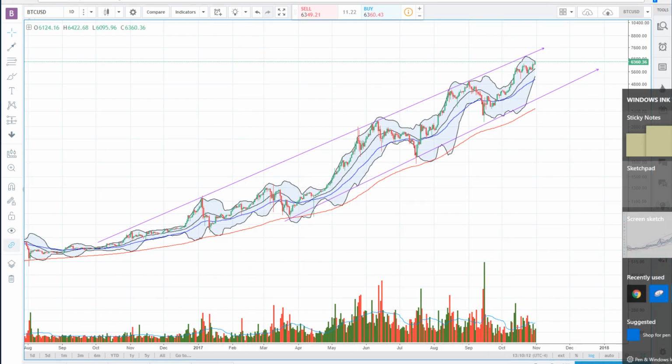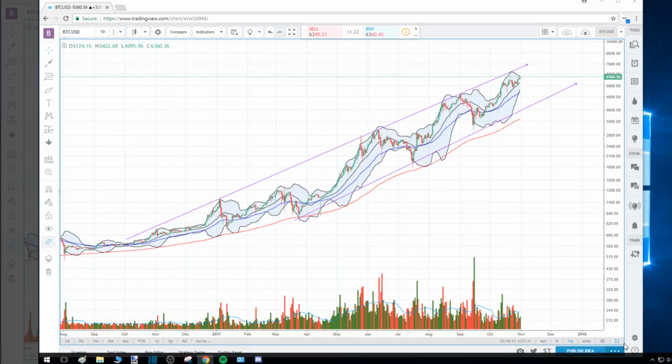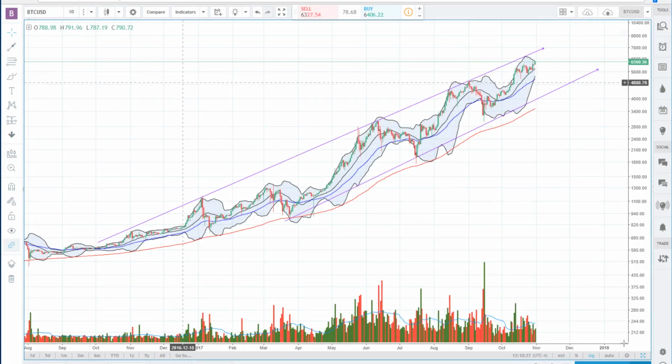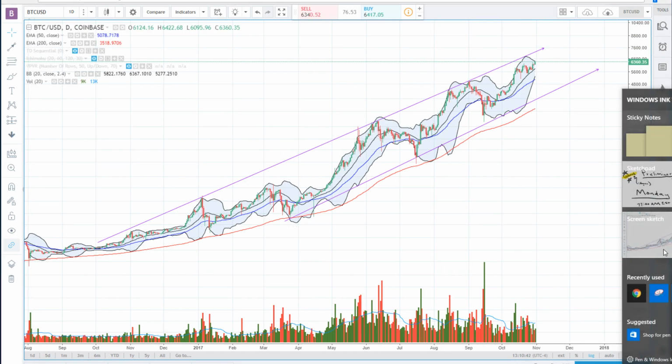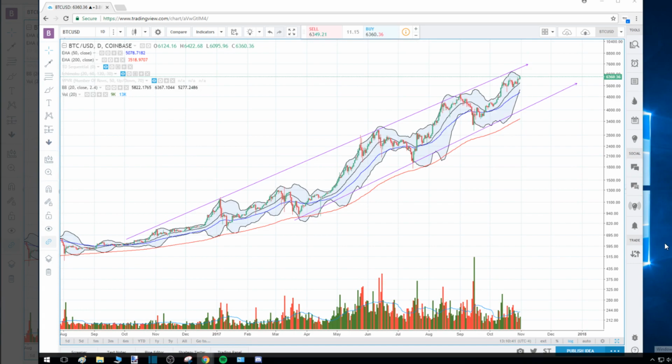Let me pull out my pen here. And we see it, one. Let's do a half circle there. 1, 2, 3, 4. So 4 times on the bottom, and 5 times on top. So it's been well defined inside this channel here. And one thing that we note from the Bollinger Bands, let me pull this back out so you can see it again, is the way the Bollinger Bands have been reacting inside this ascending channel.